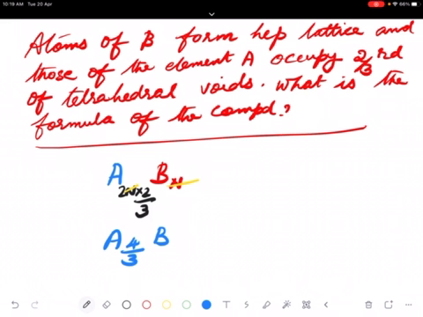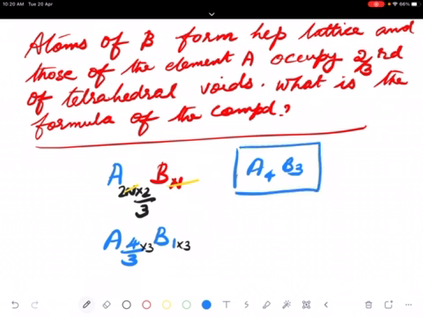But we don't write the formula like this, in whole numbers. To make it whole numbers, nearest to whole number, what you have to do? You multiply each one by 3. So I'll be multiplying all these things, A and B, by 3. So the formula will be A4B3. Whole number. This is the formula. Next question.